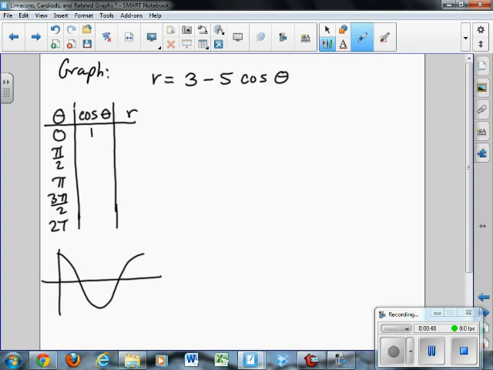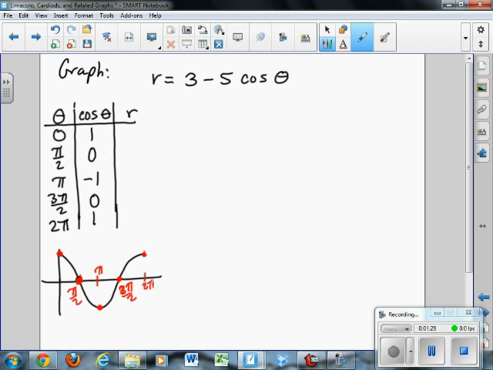When theta is 0, cosine of 0 is 1. When theta is pi over 2, so that's this point right here, cosine of pi over 2 is 0. When theta is pi, cosine of pi is negative 1. When theta is 3 pi over 2, cosine of 3 pi over 2 is 0, and then we're back up to 1 at 2 pi. Okay, so remembering your points there.